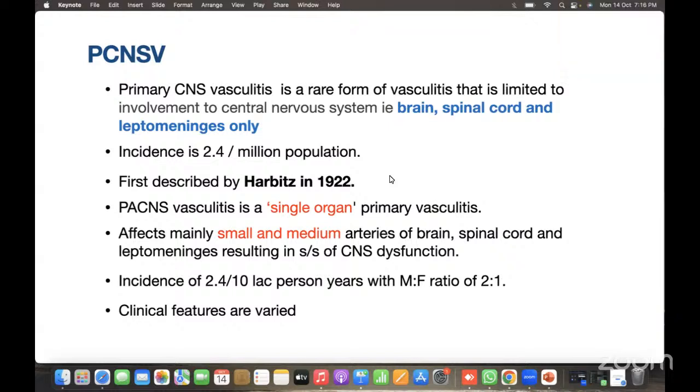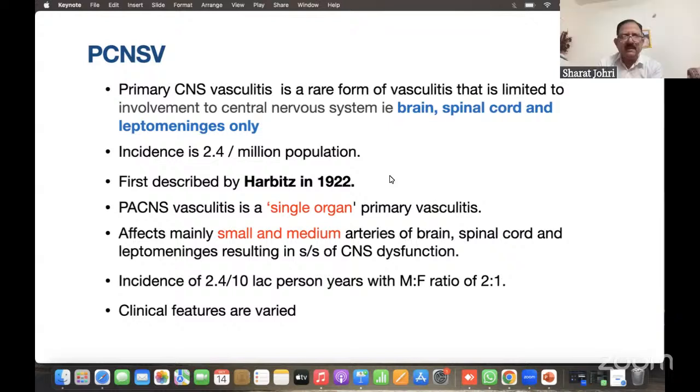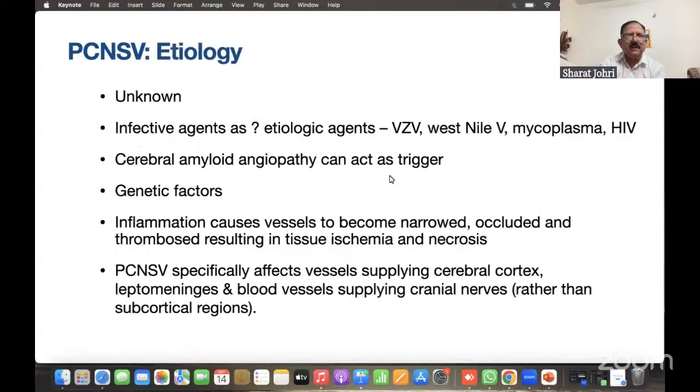Yes, sir. It affects mainly the small and the medium arteries of the brain, spinal cord, and leptomeninges, and they produce various signs and symptoms. The clinical features are varied, and that is the most difficult part to understand.